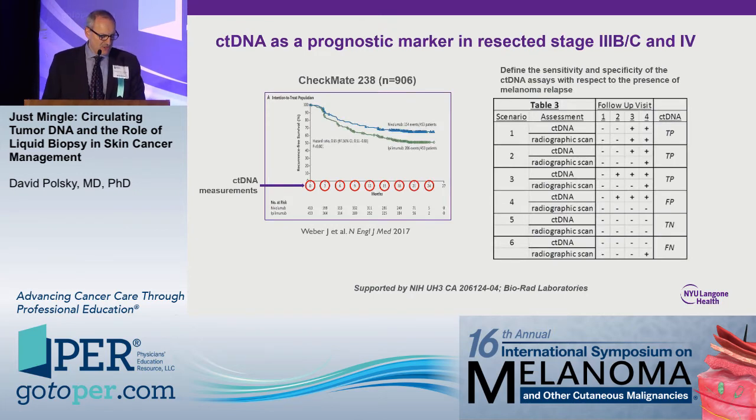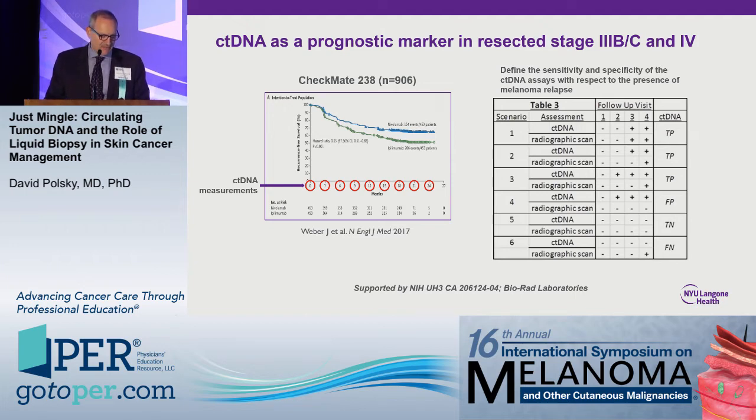Now, one approach to try to improve this would be to look at serial measurements, and that's what we're doing in collaboration with Bristol Myers. We're looking at patients who were in the Checkmate 238 study, and in addition to looking at how the detection of ctDNA can relate to survival parameters, we're also evaluating it as a diagnostic test at each time point in which samples were collected, roughly every 3 months.